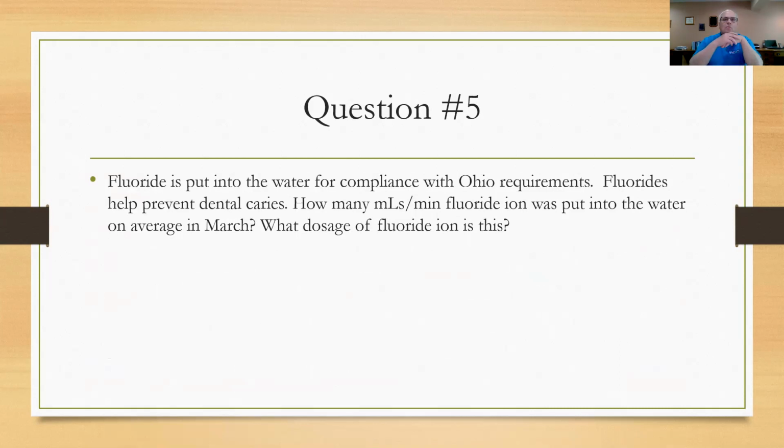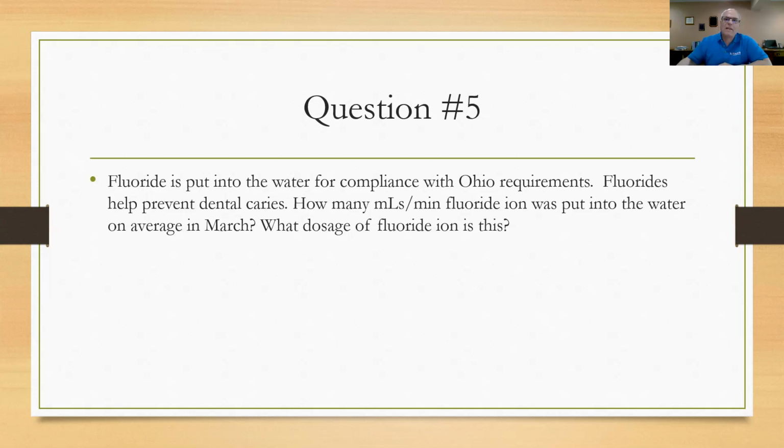So we're here in Ohio, and of course we've got to comply with Ohio regulations, which require us to keep fluoride in the water somewhere between 0.7 and 1.3, I believe it is now. Fluoride is put in the water to help prevent dental caries, of course. And the question is, how many milliliters per minute of fluoride ion was put into the water on average in March? What dosage of fluoride ion is this?